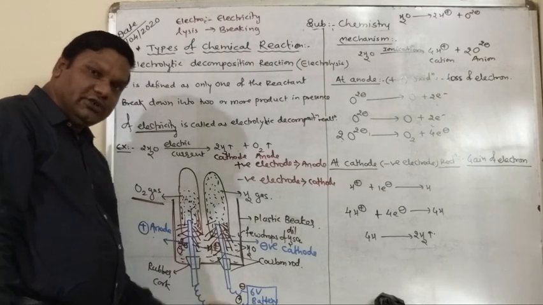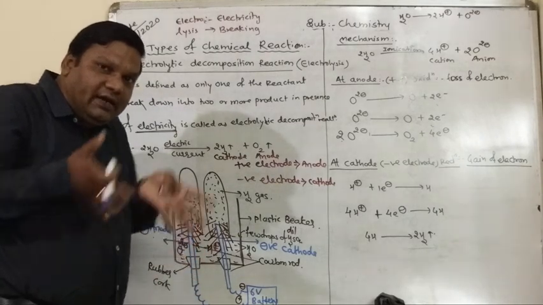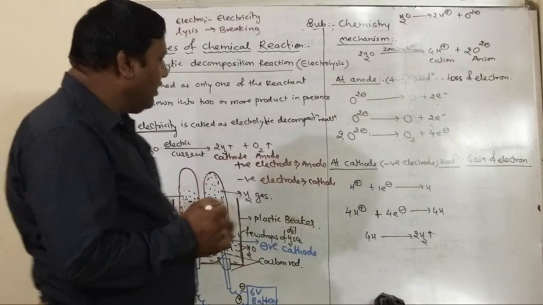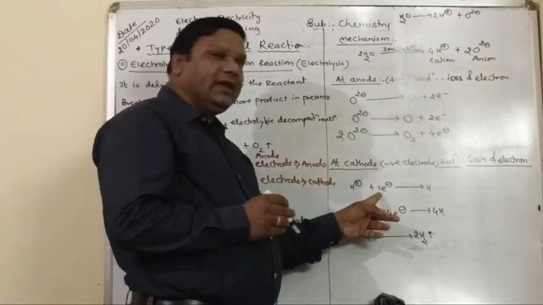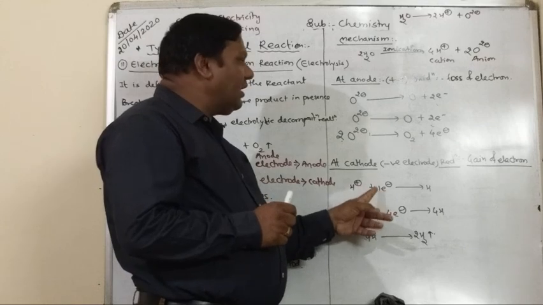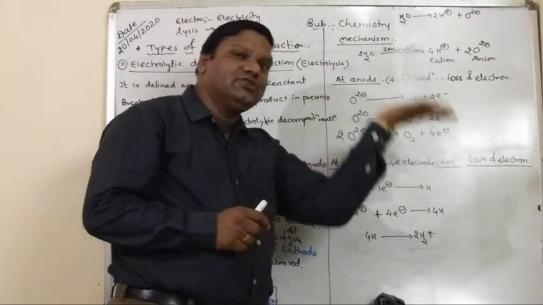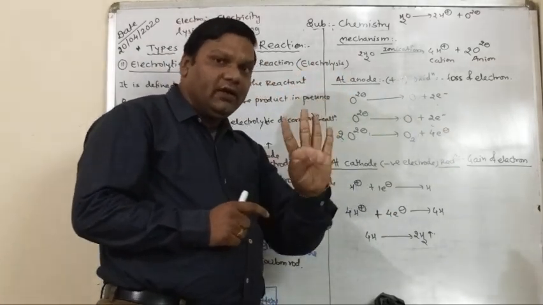So due to the force of attraction between opposite charges, the hydrogen ion is attracted towards the cathode. So the H+ ion gains 1 electron. अभी इलेक्ट्रॉन कहाँ से आए? Already here 4 electrons are being lost, so we have 4 electrons remaining.